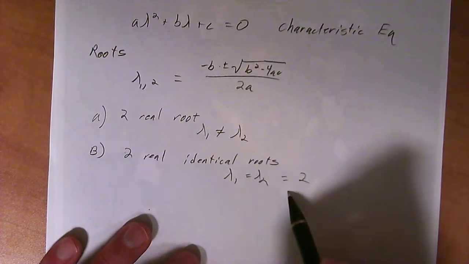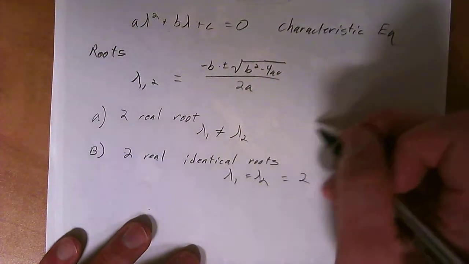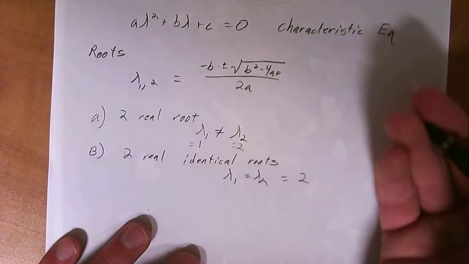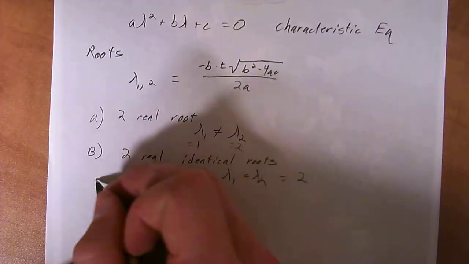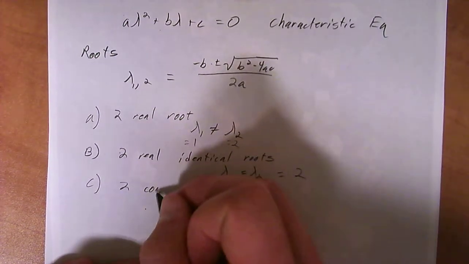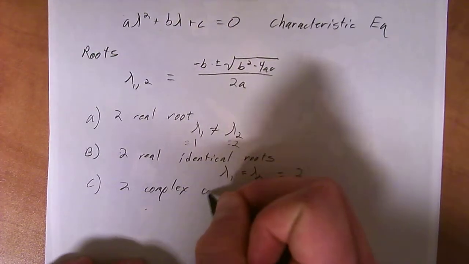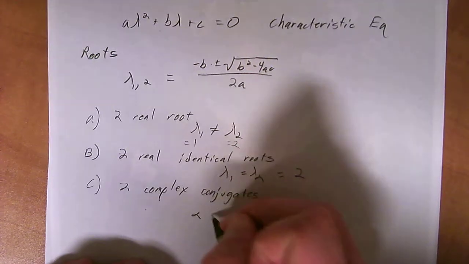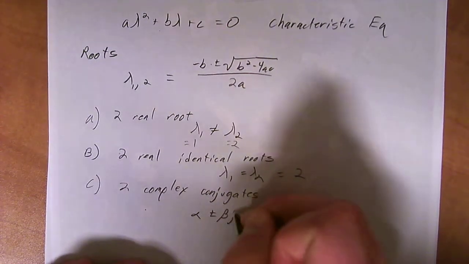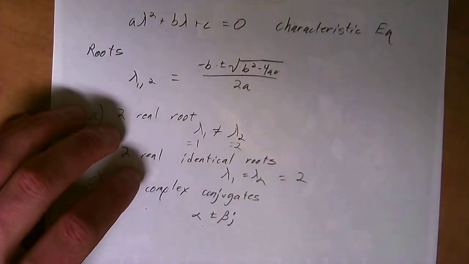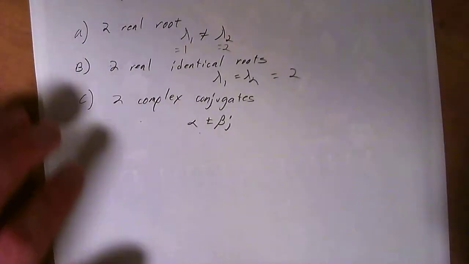Sorry, it would have been better if you guys could see that. So lambda 1, lambda 2. If they're not distinct, then lambda 1 is equal to 2 and lambda 2 is equal to 2, or something like that. So pretty basic. And then the third condition is two complex conjugates, basically alpha plus or minus beta j. So you have a real part and an imaginary part. This is where it starts to get kind of hairy.